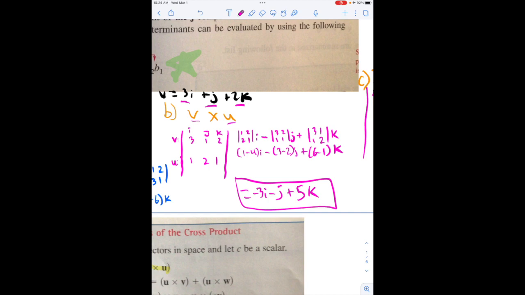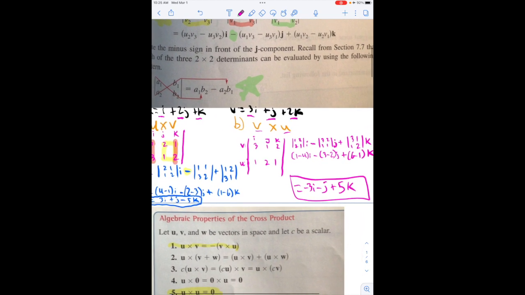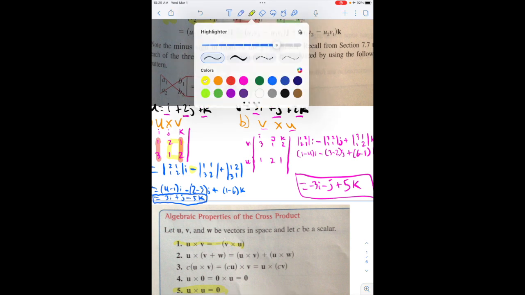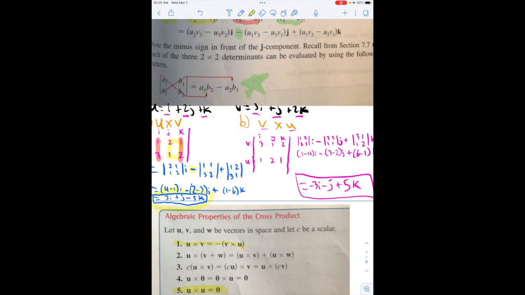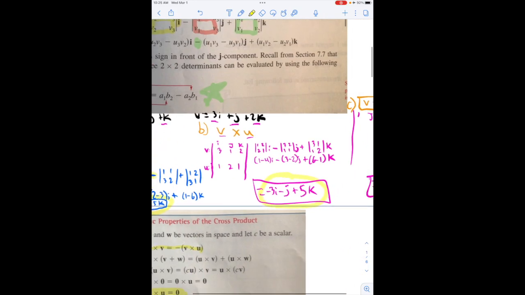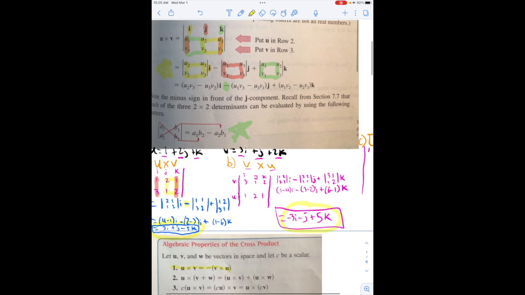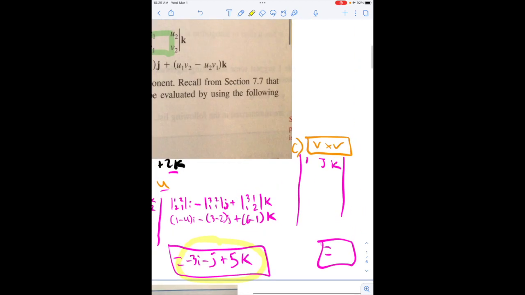If I look at my two answers when I switched between U cross V or V cross U, if we look at my signs, I actually have the inverse. When this one's positive, this one's negative. When this one's positive, this one's negative. When this one's negative, this one's positive. All right, one more example.